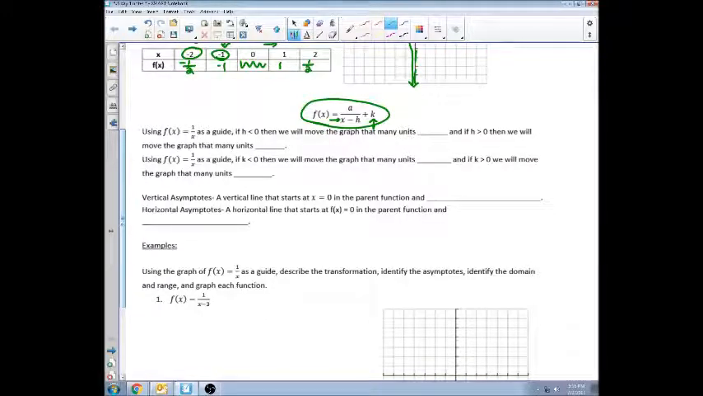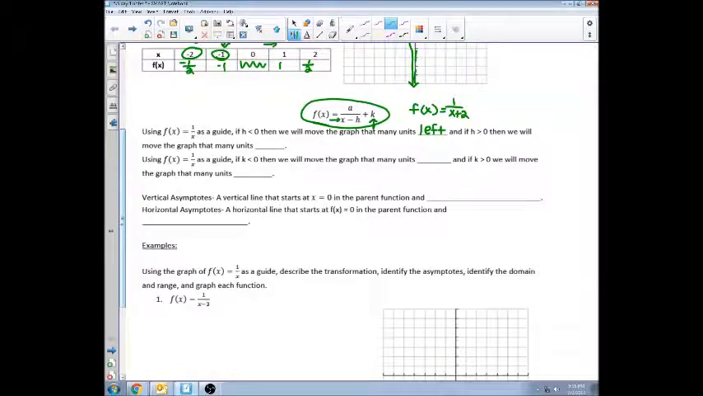So if h is less than 0, I'm going to end up moving it left. So if h is less than 0, then we will move the graph that many units to the left. Here's an example of what it would look like if our h is less than 0. We'd have f of x is equal to 1 over x plus 2. So in that case, I would actually take my graph and move it 2 units to the left.